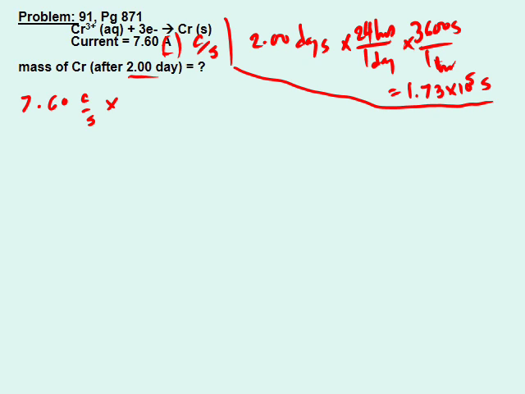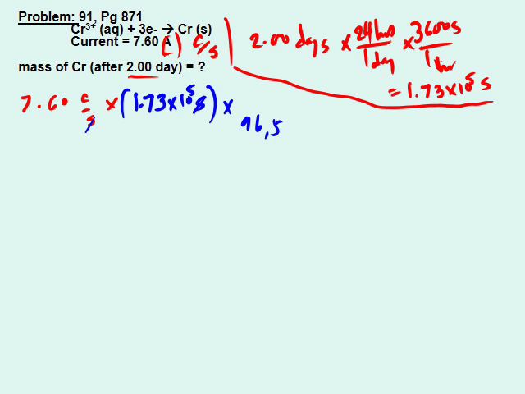So I need that second now, and so let's use a different color here so that you know which one I just calculated. This is the just calculated value, 1.73 times 10 to the power 5 second. That's the time when this electricity was passed through the solution. Now second per second would cancel out. That gives me coulomb.